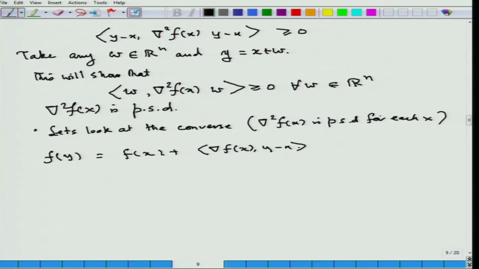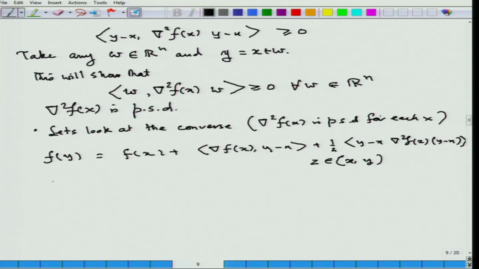So, the higher order term that comes after the second order expansion can be pulled into the second order term by writing this as half of (y minus x) grad square f(z) (y minus x), where z is an element strictly inside the line segment connecting x and y. So, it is not the interval x and y, but the line segment. So, z is written as lambda x plus (1 minus lambda) y, where lambda is strictly between 0 and 1.